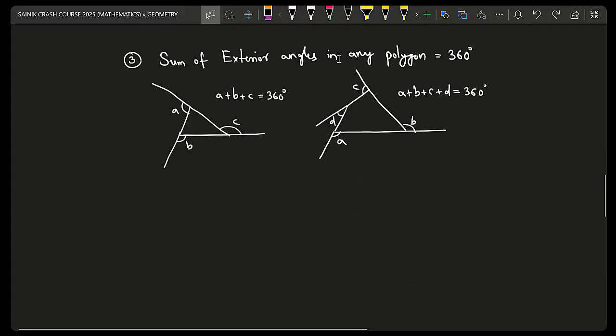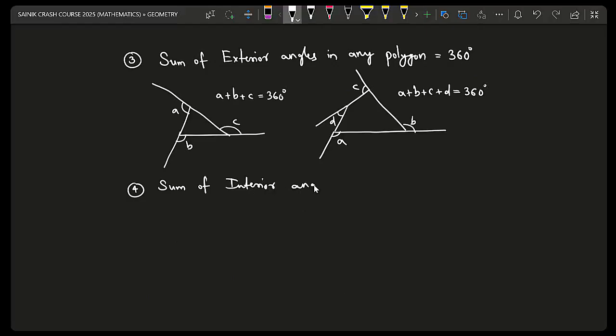Next, the fourth property. The fourth property is about the sum of interior angles in any polygon. Now this is not a constant. It changes according to the number of sides. That is n minus 2 into 180 degrees, where n is the number of sides.